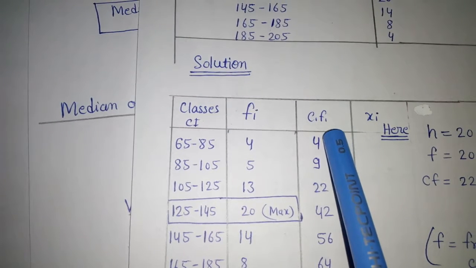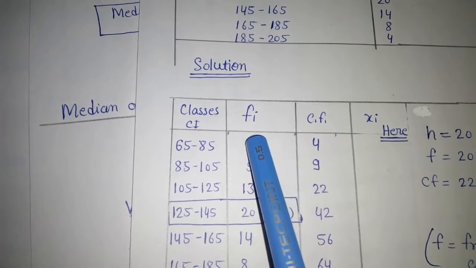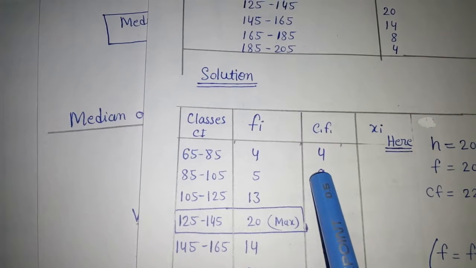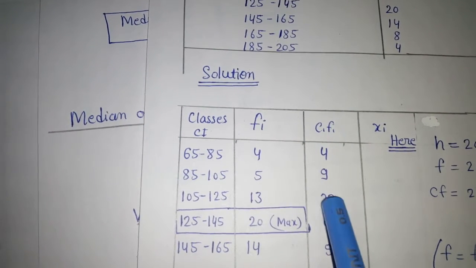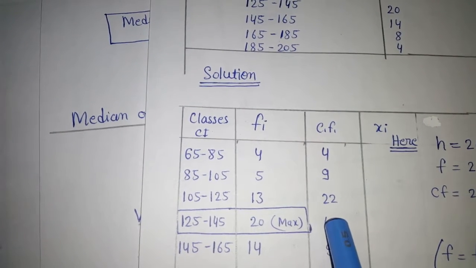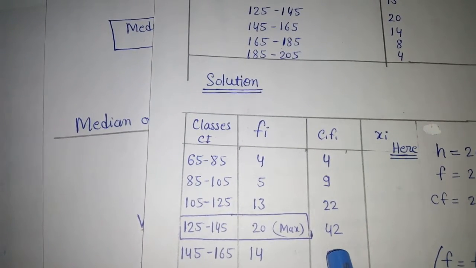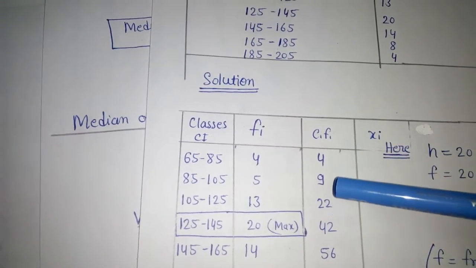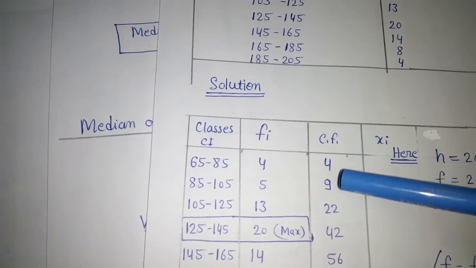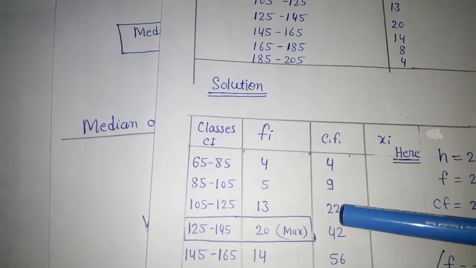So when we add the previous frequency like this, 4 plus 5, it becomes 9. 9 plus 13 becomes 22. 22 plus 20 becomes 42. 42 plus 14 is 56. It means when we add the previous frequency to the present frequency, we get the cumulative frequency.